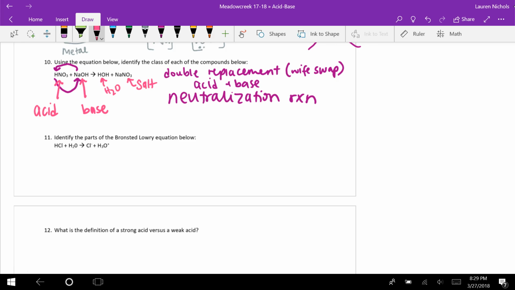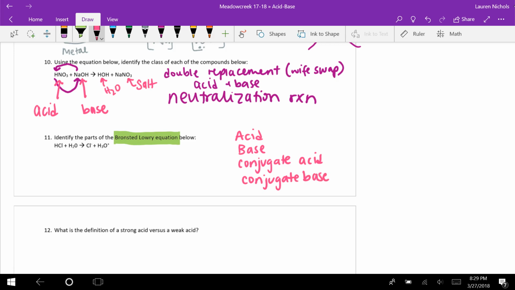And so for number 11, it says identify the parts of the Bronsted-Lowry equation. So one key thing about a Bronsted-Lowry equation is you're going to have two things. You're going to have, well, four things really. You're going to have an acid, you're going to have a base, you're going to have a conjugate acid, and you're going to have a conjugate base.